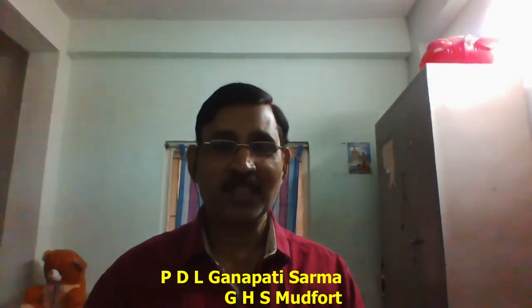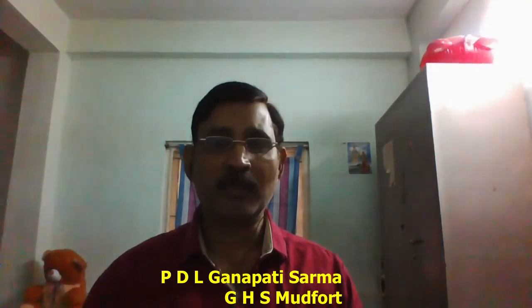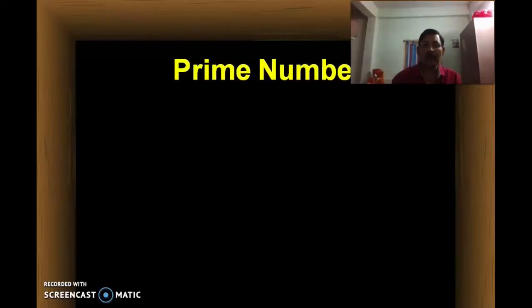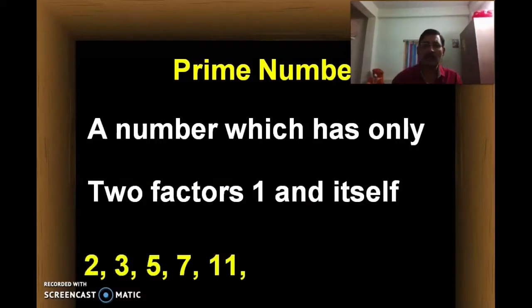Hi students, today we are going to learn the fundamental theorem of arithmetic, or unique prime factorization theorem, from the chapter real numbers. But what is a prime number? A prime number is a number which has only two factors, 1 and itself. Examples of prime numbers are 2, 3, 5, 7, 11, 13, etc.